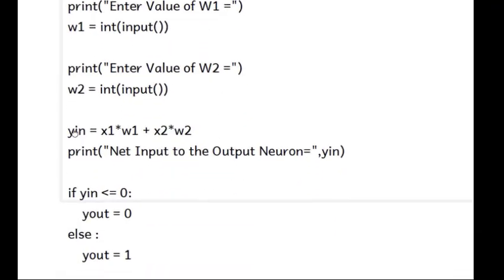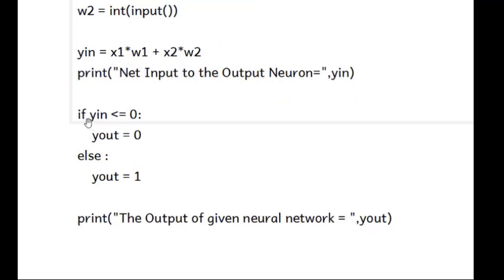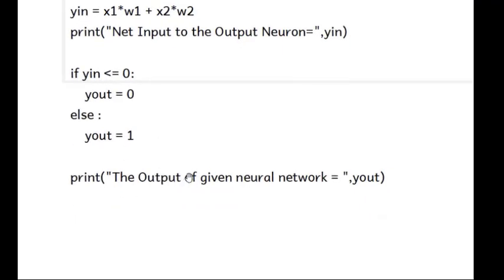Now based on this, y in is calculated, so we get the net input. Then here we give the condition: if y in is less than or equal to 0, y out becomes 0, else y out becomes 1, and then finally we print the output. So this is the program. We will run this program on PyCharm.